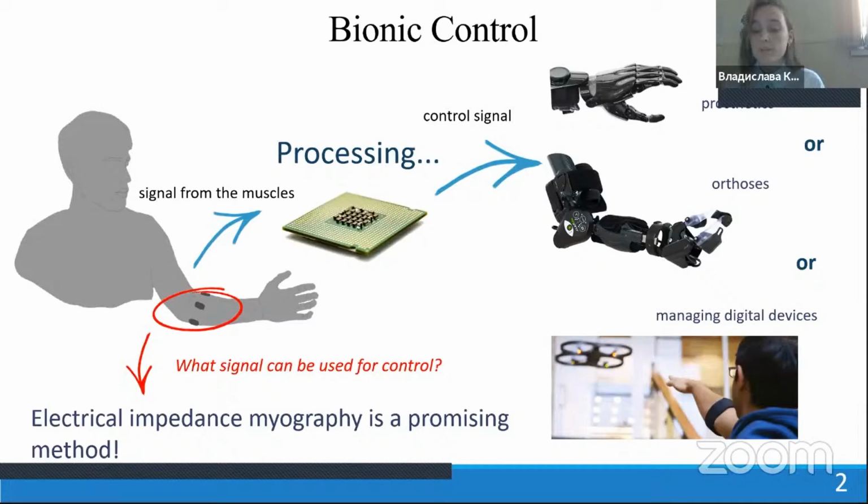The purpose of this research is to study the influence of amplitude parameters of electrical impedance myography at various pressure of the electrode system to the skin surface.